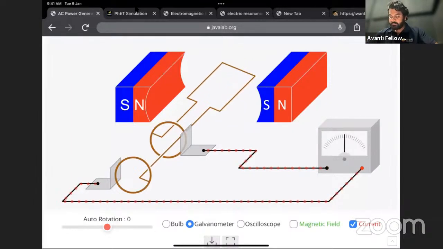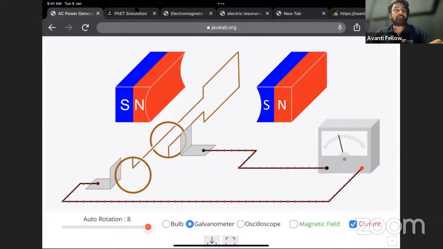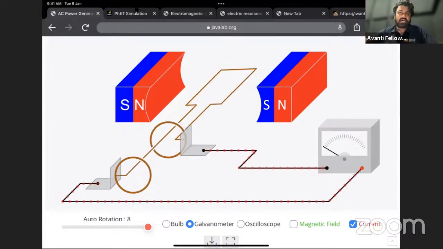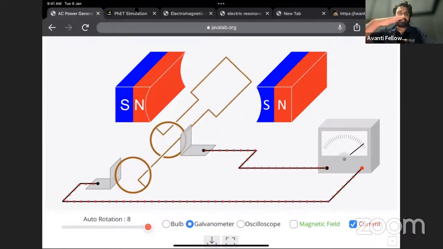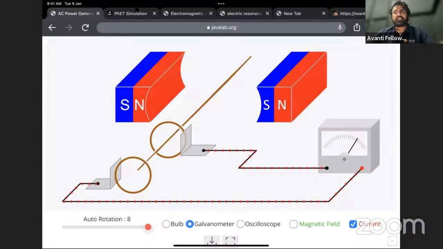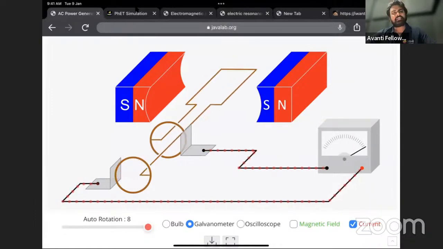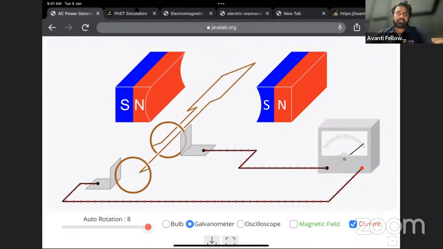So this was the simulation, right? If there are 8 rotations per second of this coil, you can see the electrons, which are basically the charges inside the wire. They are dancing like this. This is alternating current. It means the current changes its direction, and how many times in 1 second? 8 times. That is called frequency. 8 times in 1 second.